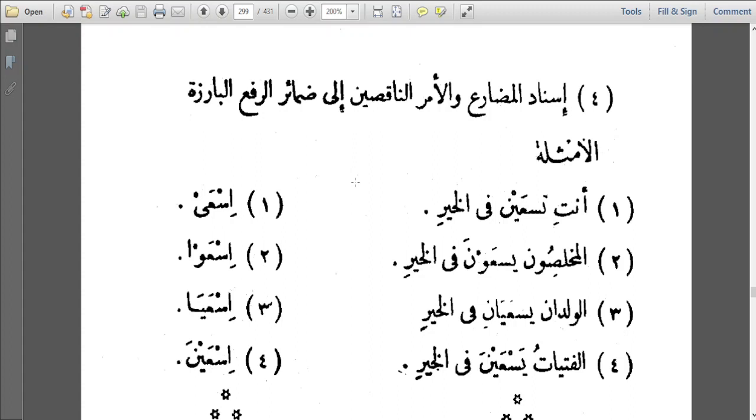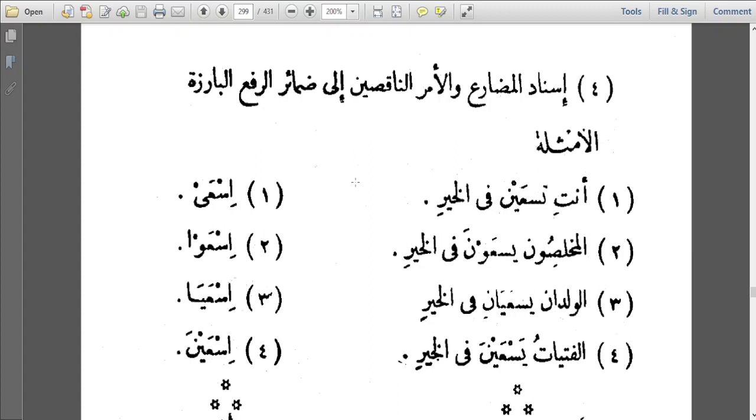And inshallah in this session we are looking at إسناد المضارع والأمر الناقصين إلى ضمائر الرفع البارزة. We are looking at connecting the فعل مضارع and amr that is ناقص, and you already know when we say a verb is ناقص, that means it ends with a حرف العلة. So we are going to look at how they also come with the ضمائر الرفع البارزة that we have been seeing.